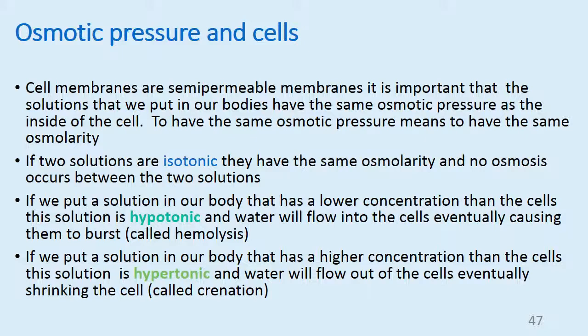A solution that has a higher concentration is called hypertonic. And so if we put our cells into a solution that is hypertonic, water will flow out of the cells, and eventually the cells will shrink, and this is called crenation. Now this is the same process that happens if you take a cucumber and put it in a very salty brine solution, which is much more hypertonic than the cucumber. All the liquid will flow out of the cucumber and it will shrink and you have a pickle.